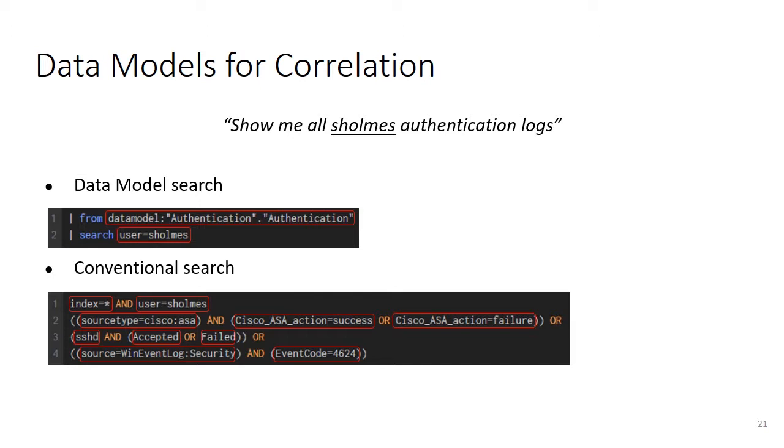The problem is we're most likely leaving something out. If all of my logs are CIM compliant, we don't know what else is out there. I could be missing authentication logs from another source type outside of Cisco, Linux, and Windows logs. So this really shows you the power and scalability of data models for a widely dynamic environment in terms of log sources.